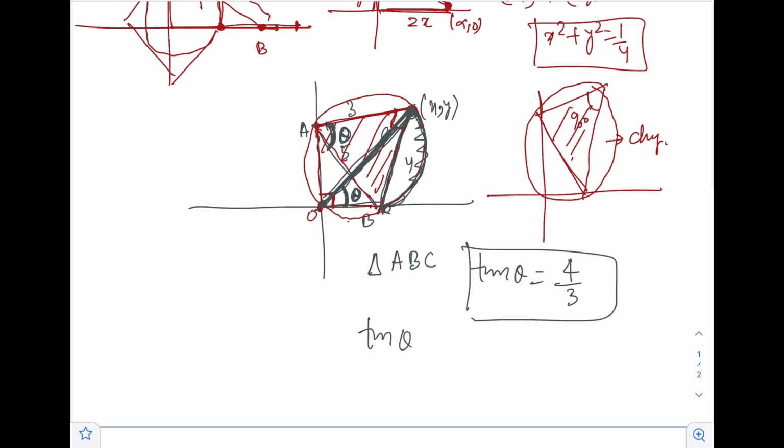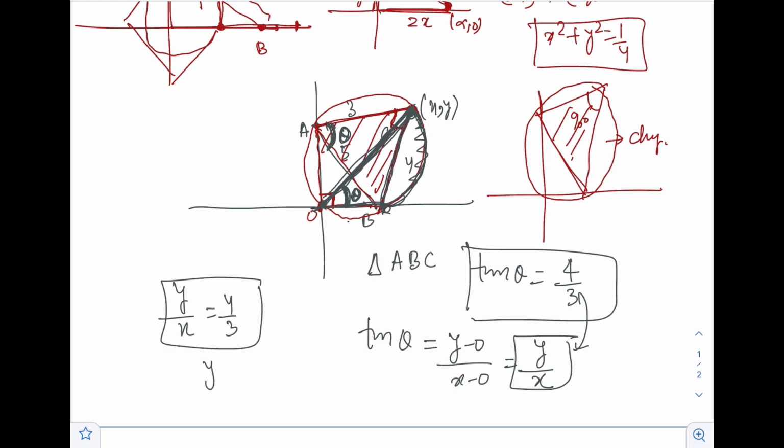Now what is tan theta for triangle OCB? It's interesting because tan theta is nothing but the slope of the line joining O and C. So it's y minus 0 by x minus 0, which is y by x. And that solves the problem. These will be equal, so y by x equals 4 by 3. Hence y equals 4 by 3 x. So it was a beautiful solution for this problem.